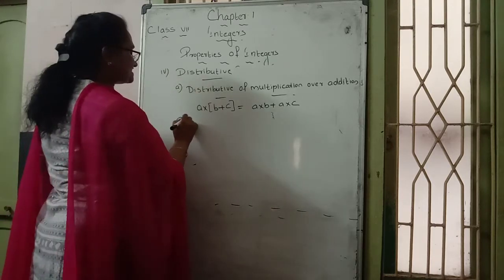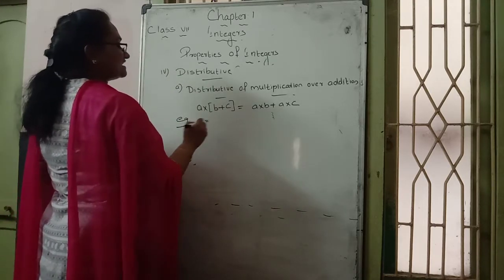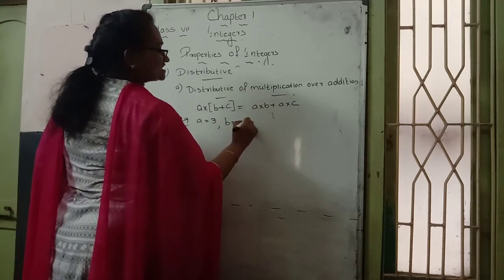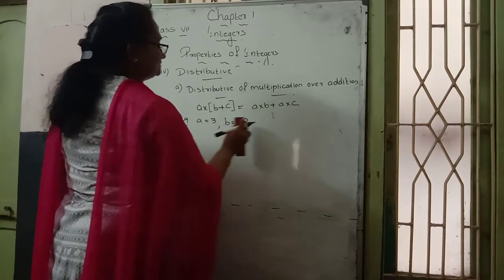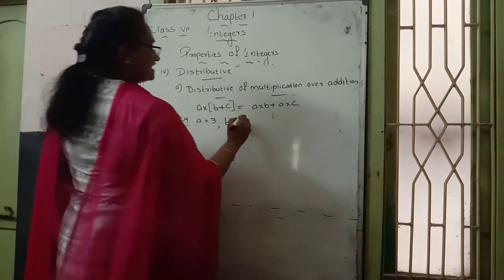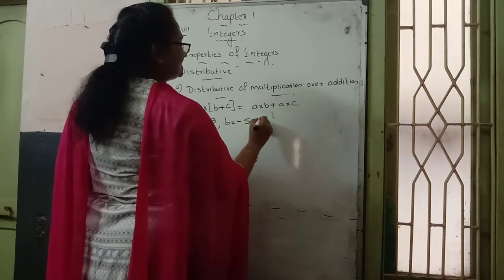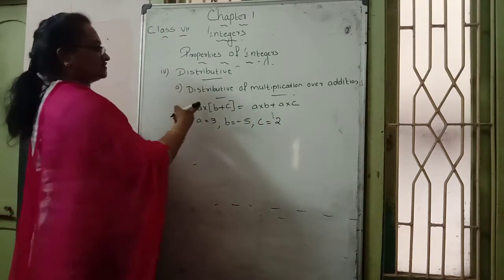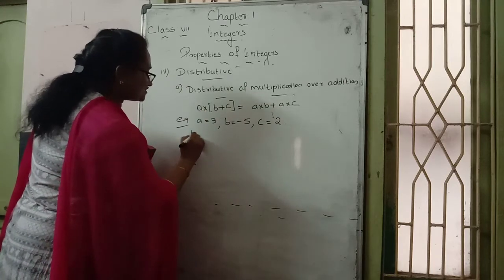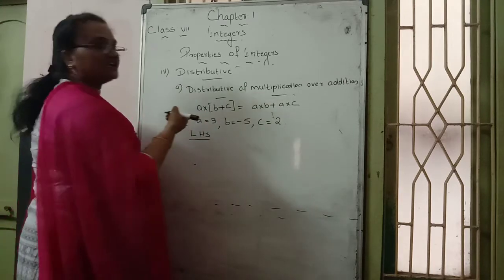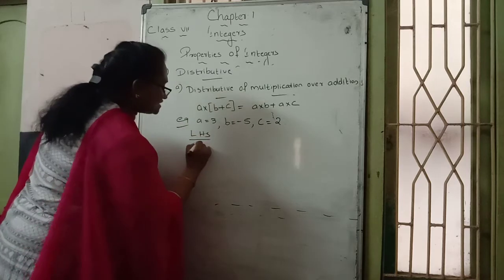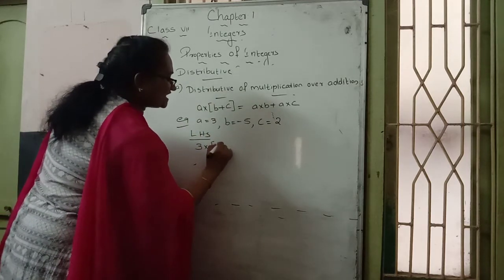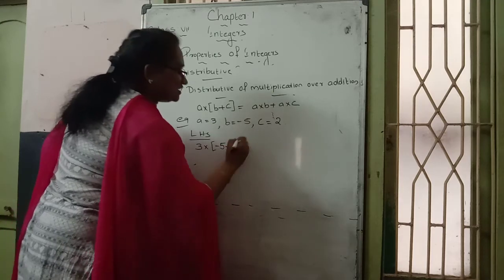For that, as an example, I consider the A value as 3, the B value as minus 5, and the C value as 2. On the LHS of our general form, the A value is 3, so A becomes 3 into bracket; inside, the B value is minus 5, plus the C value, which is 2.